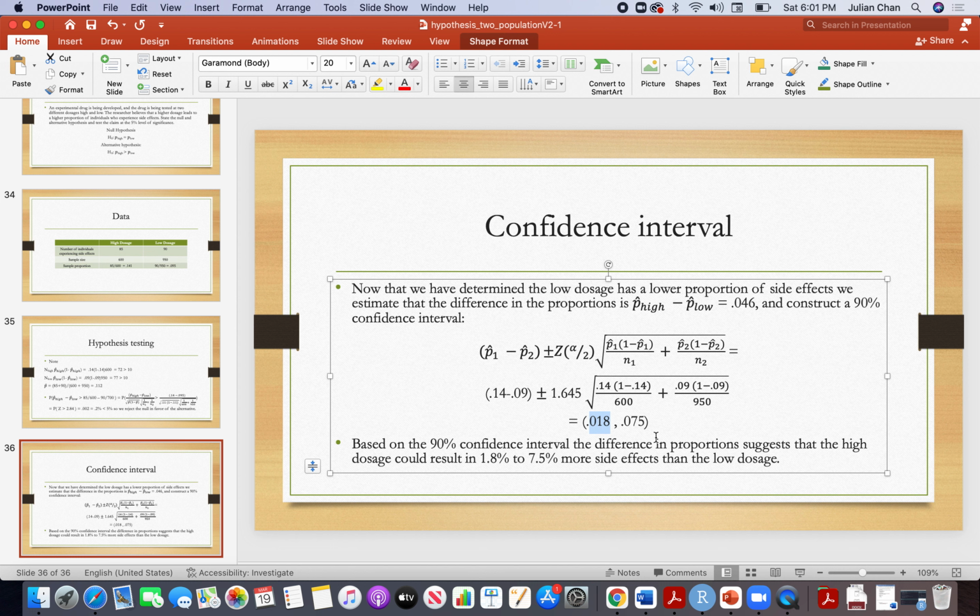And one big takeaway we can take from this is that the dosage level does seem to affect the proportion of individuals that experience side effects. This confidence interval helps tell us by how much that could be. So we have a lower estimate and a higher estimate.